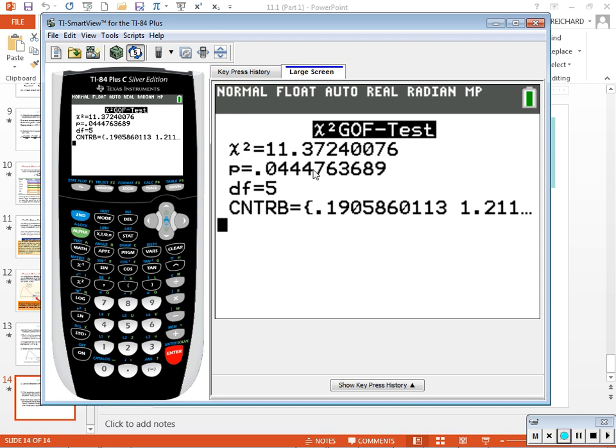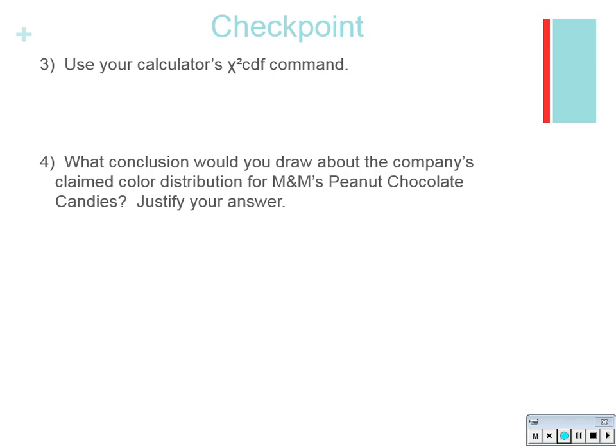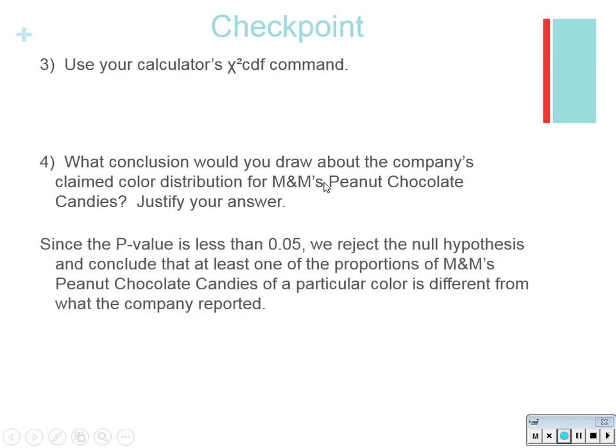Like I said, we'll talk later about some different things involving the p-value for this test. Because the p-value is so small, it asks, what conclusion would you draw about the company's claimed color distribution? Based on the evidence we collected from the random sample of the peanut bag of M&Ms, because the p-value was less than 0.05, we would reject the null hypothesis and conclude, and it's important that you see what the conclusion is here, that at least one of the proportions of peanut M&M chocolate candies of a particular color is different from what the company reported.